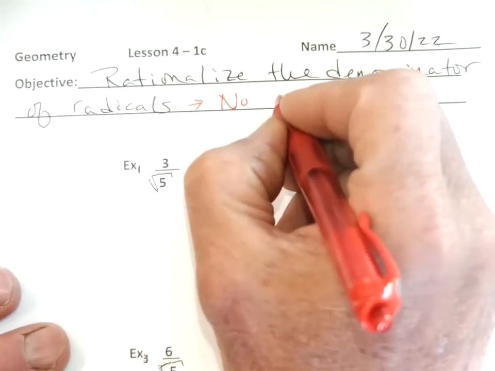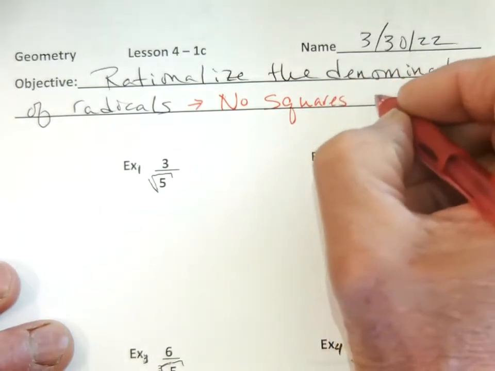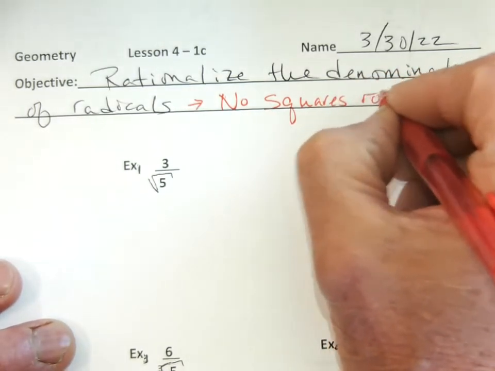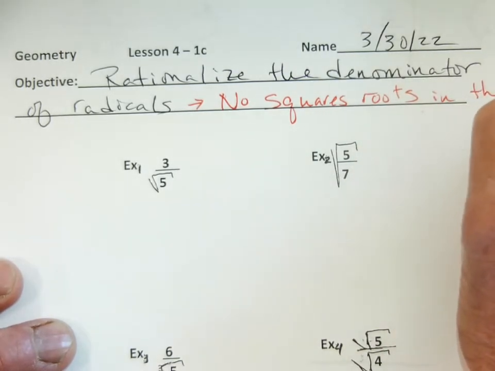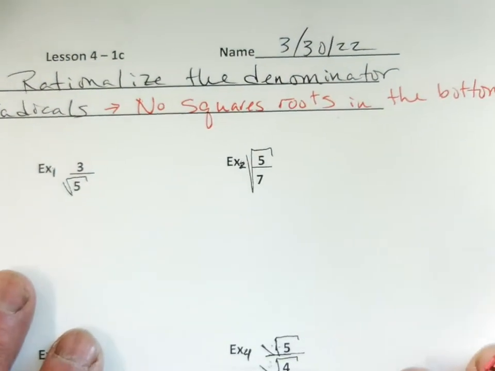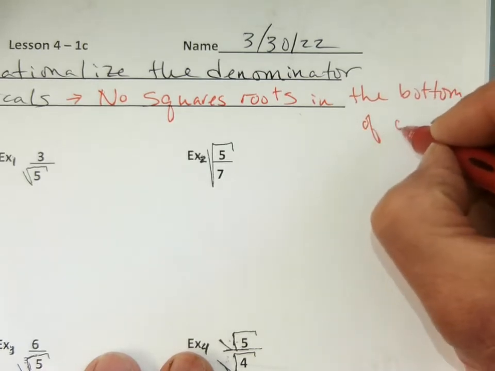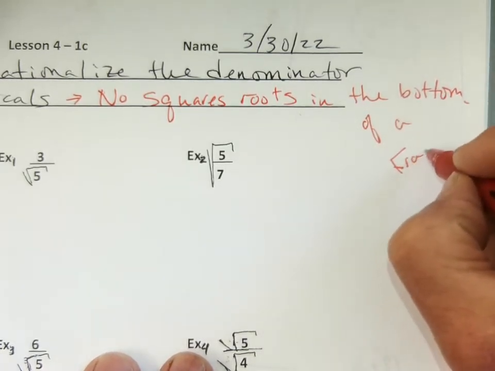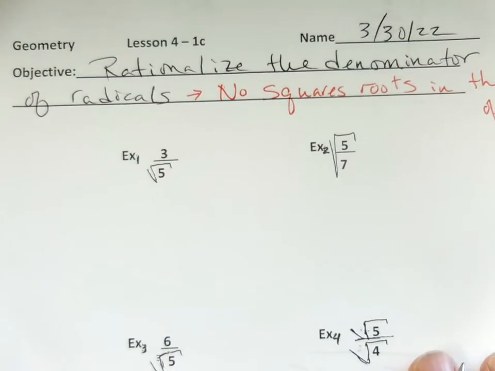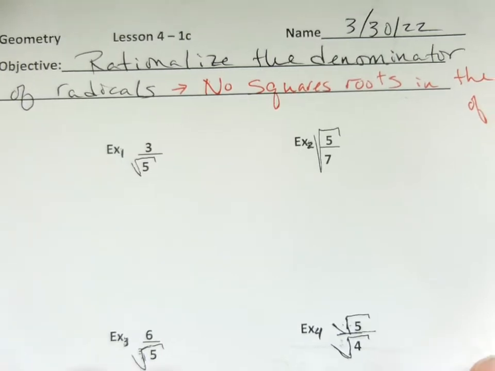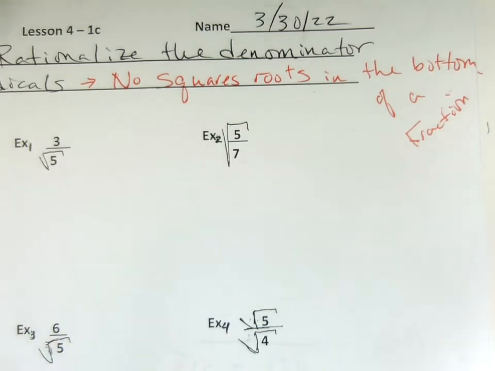no square roots or cube roots in the bottom of a fraction, right? That's all it means. No square roots in the bottom of a fraction. We're going to rationalize the denominator of radicals. In English, that means no square roots in the bottom of a fraction. Okay, so here's what we're going to do.